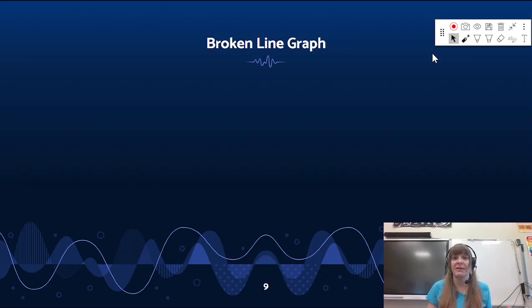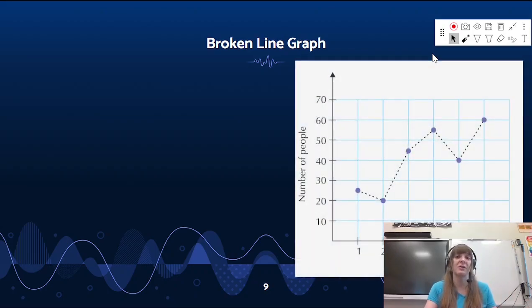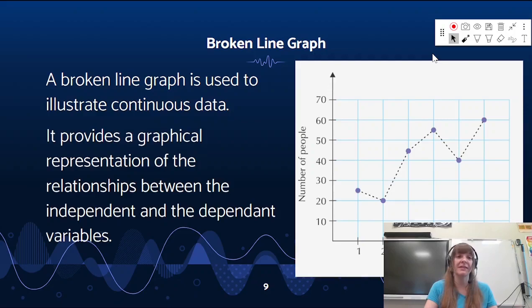One type of graph that we use is the broken line graph. It kind of looks like this. So it looks like a zigzaggy line with a bunch of dots everywhere. A broken line graph is used to illustrate continuous data. It provides a graphical representation of the relationship between the independent and dependent variables.